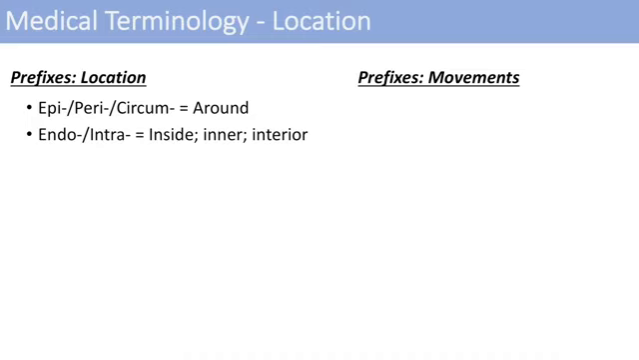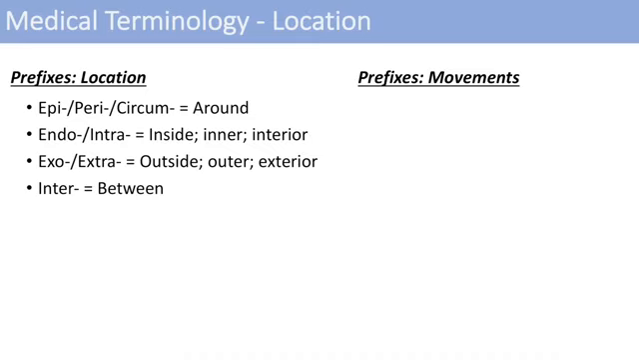Now the other one is endo or intra. They mean pretty much the same thing. That just means inside, inner, or interior. For these ones, you can think of intracellular or the endosome, for example. The opposite of those ones are exo and extra. These just mean outside or outer or exterior. So you can think of exocytosis or the extracellular environment.